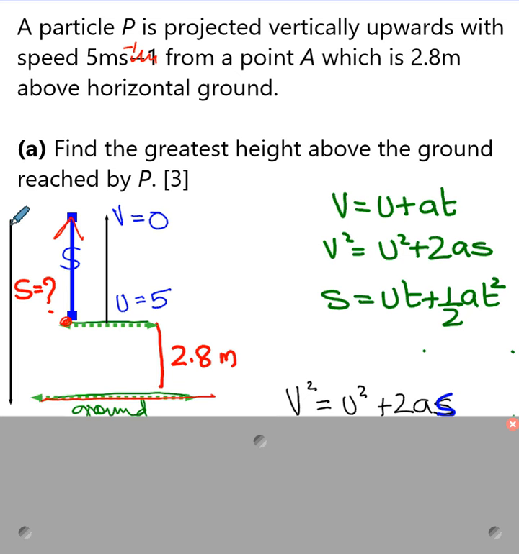So you have to find the height from the ground till the top, and we know greatest height means the velocity will be 0 here. So this is a hidden information here, right? At the greatest height, final velocity will be 0.